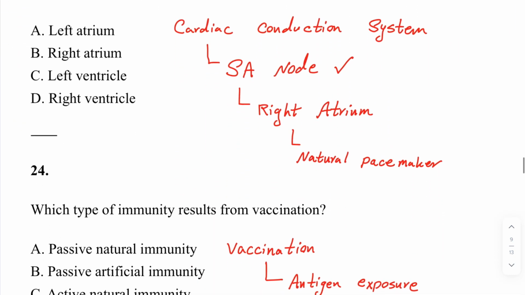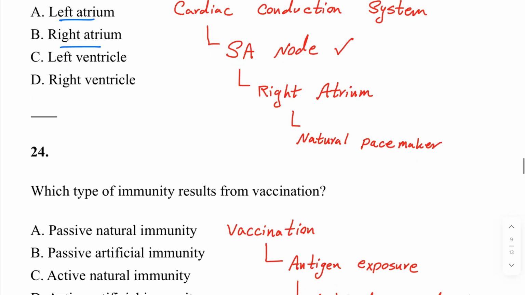Number 23. The sinoatrial SA node is located in which chamber of the heart? A. Left atrium. B. Right atrium. C. Left ventricle. And D. Right ventricle. So, the SA node is often called the natural pacemaker of the heart.